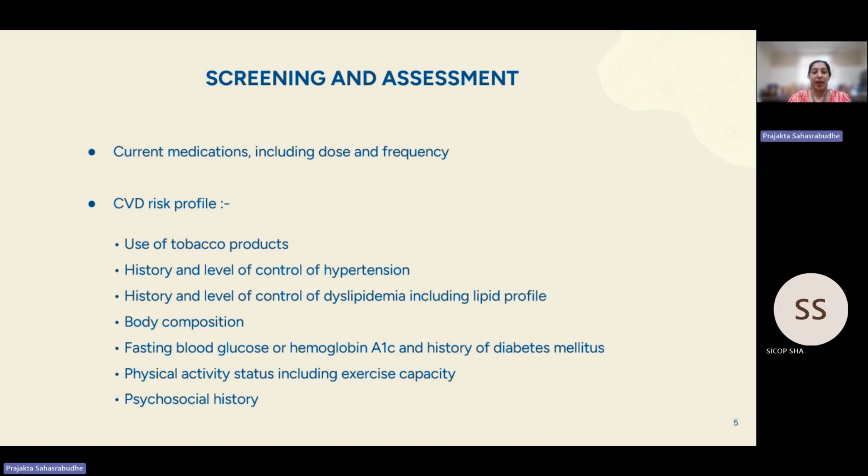So we have to have a baseline documentation that what is the level, that when we started, how these things were, and then when a formal training is given to these patients, how much control or how much adherence with the lifestyle was achieved.